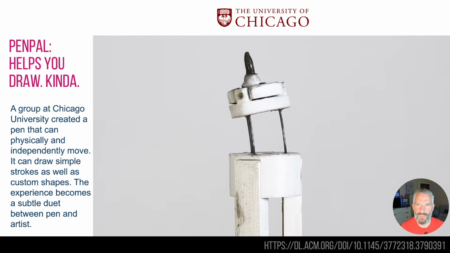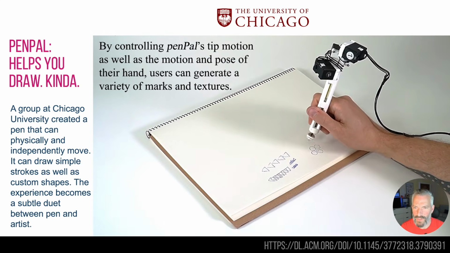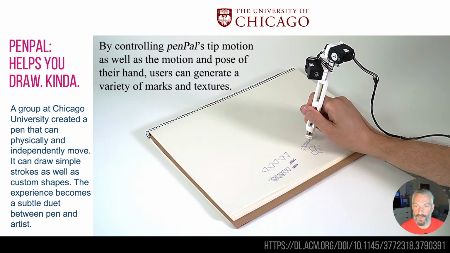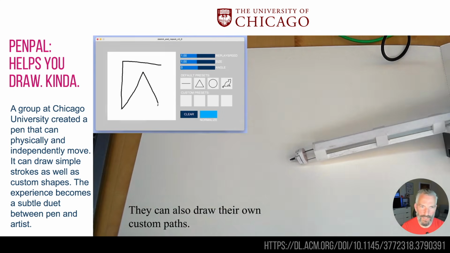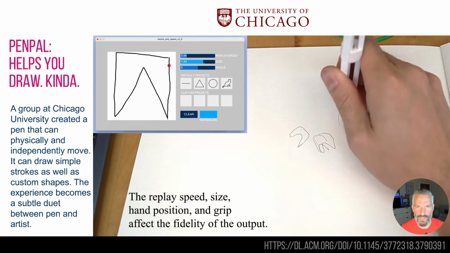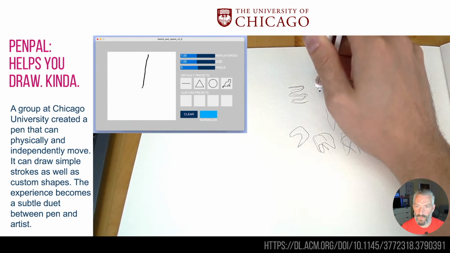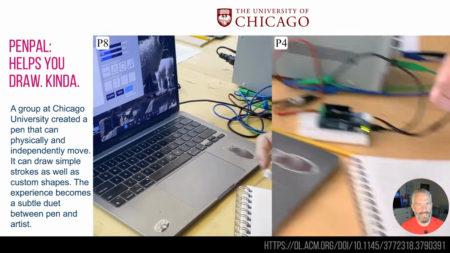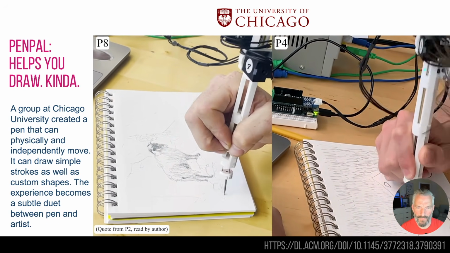This is PenPal. This is from the University of Chicago, and it's a pen with a mind of its own, or at least you can tell it what to do without actually moving your hand. So there's an interface for it. You tell it what you want to draw, for instance, this little sort of triangle-y thing, and it will draw a little triangle-y thing without you moving your hands. Now, what this does allow you to do is repetitive movements, and also to essentially interact with the artist in interesting ways. So if you want to do some shading, it can do that for you.